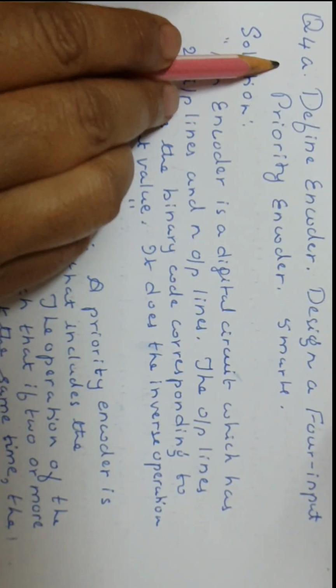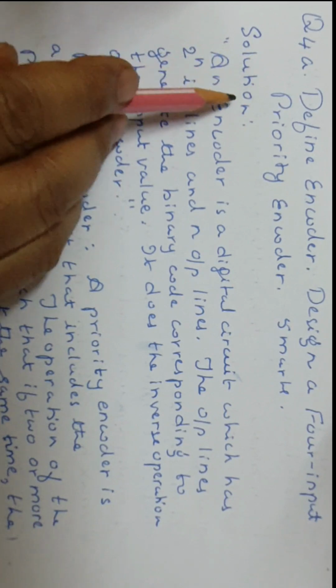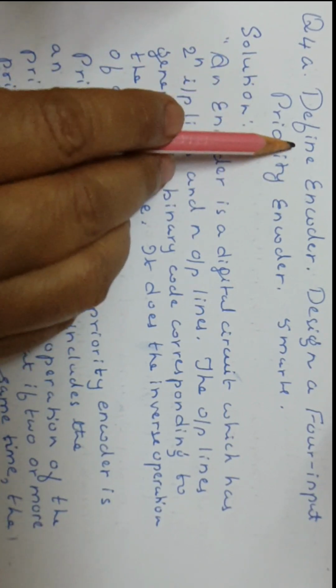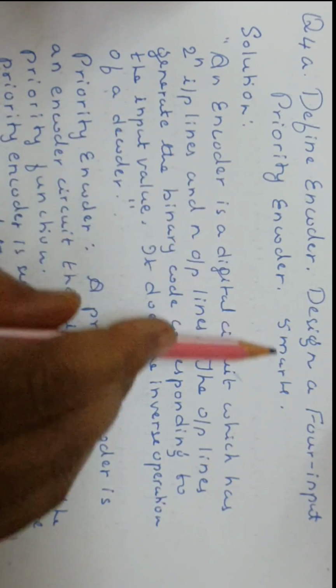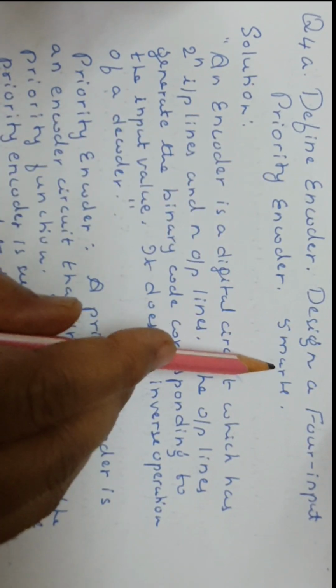Next we shall discuss question 4a from model question paper set 1. Define encoder, design a 4 input priority encoder. This is asked for 5 marks.